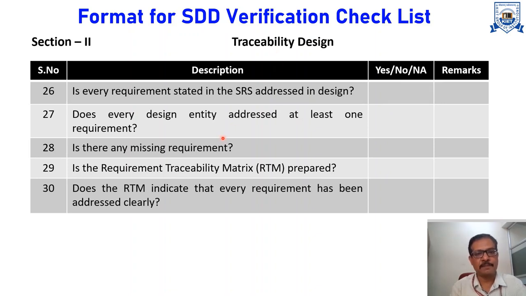Traceability design. Is every requirement stated in the SRS addressed in design? Does every design entity address at least one requirement? Is there any missing requirement? Is the requirement traceability matrix prepared? Does the RTM indicate that every requirement has been addressed clearly?